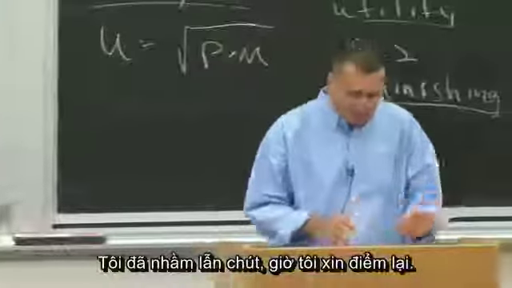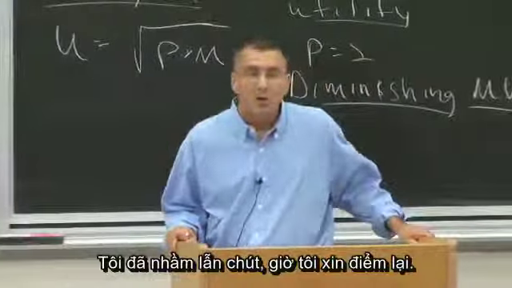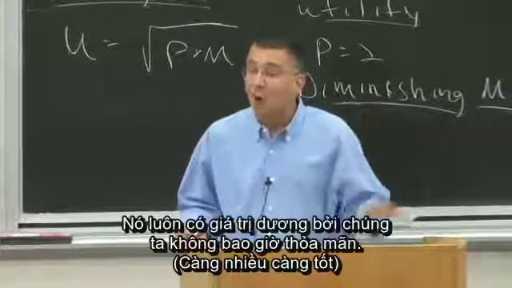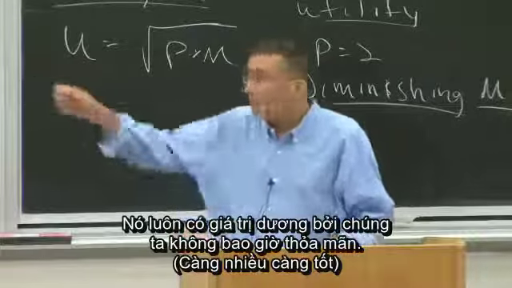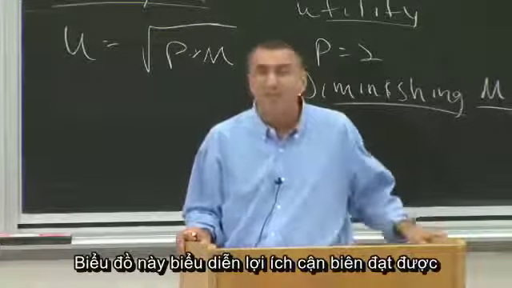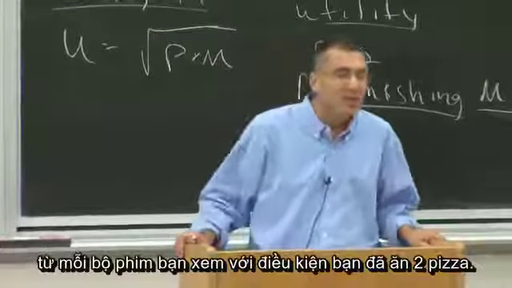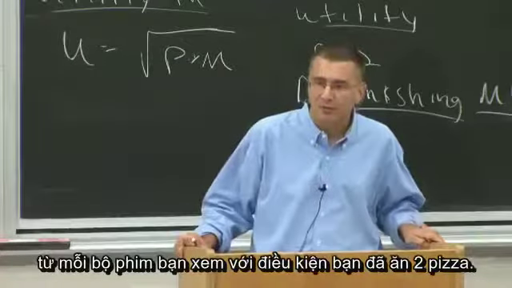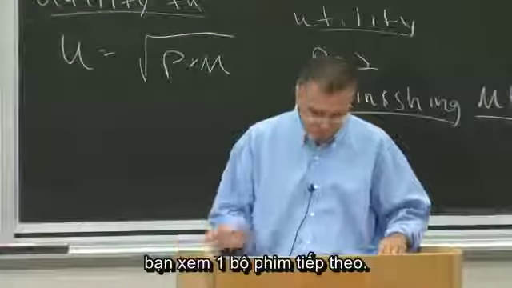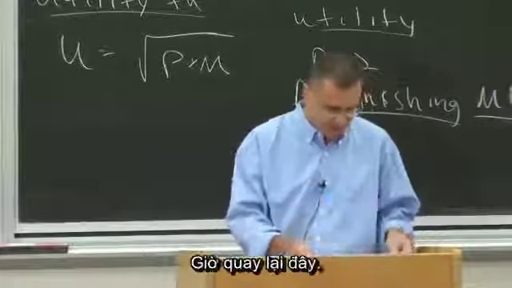Okay, so after all my mess ups, let me just review. Marginal utility is diminishing because each good is worth less to you. It's always positive because of non-satiation. And this graph represents the marginal utility you get from each pizza, each movie you see, conditional on having eaten 2 pizzas. Marginal utility is the increment from the next unit consumed. Okay, now let's get back on track here.